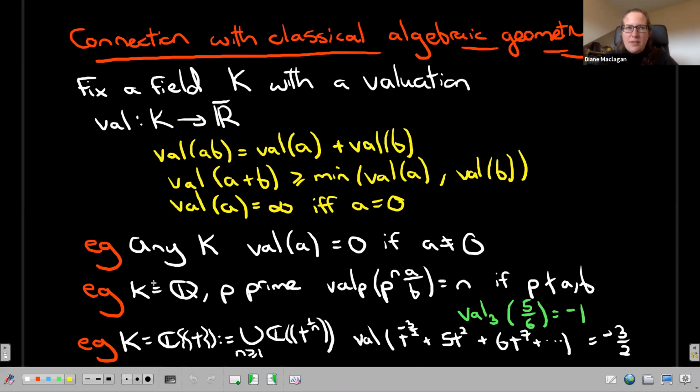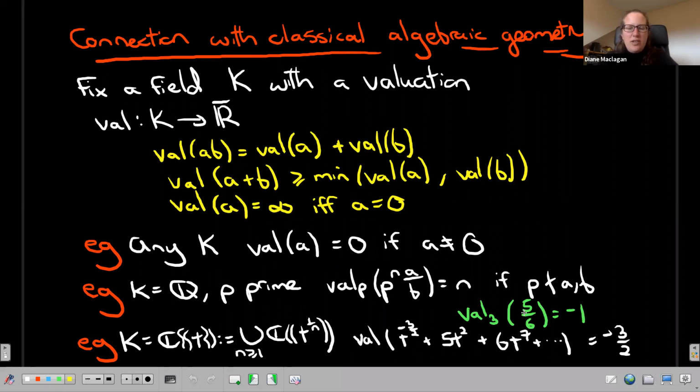The first place many people see valuations is the p-adic valuation, and any number theorists will be familiar with this. If I start with K being Q and p prime, then the p-adic valuation says pull out as many powers of p as you can, and the exponent, that number of p's, is the valuation. For example, for the 3-adic valuation of 5/6, I can pull out 3 to the minus 1. So 5/6 is 3 to the minus 1 times 5/2.